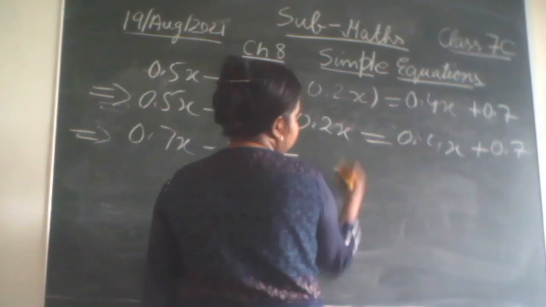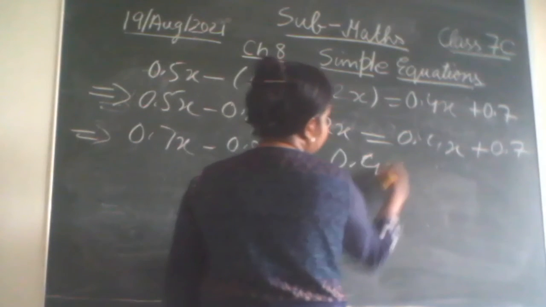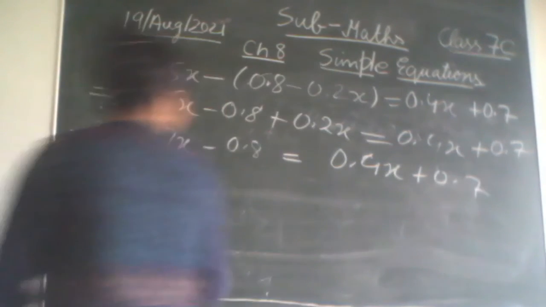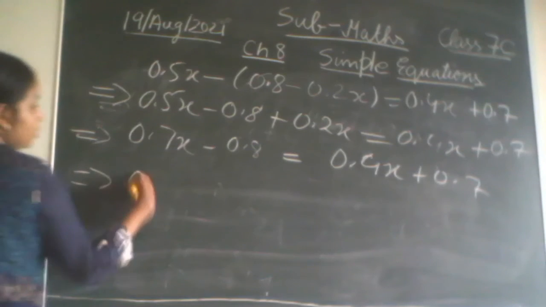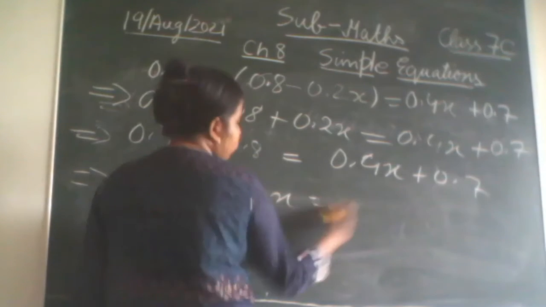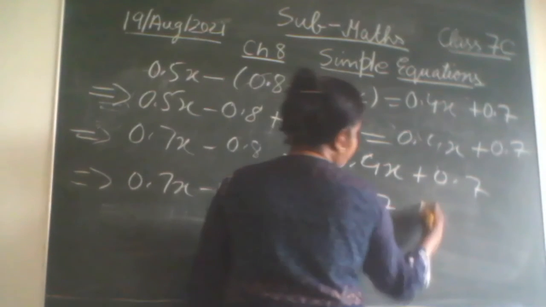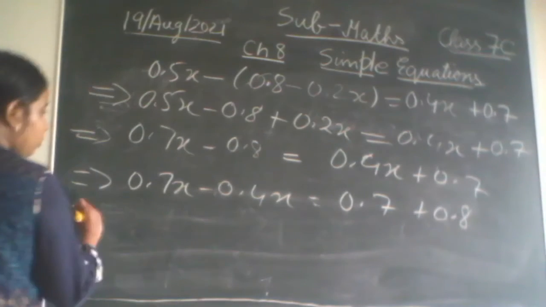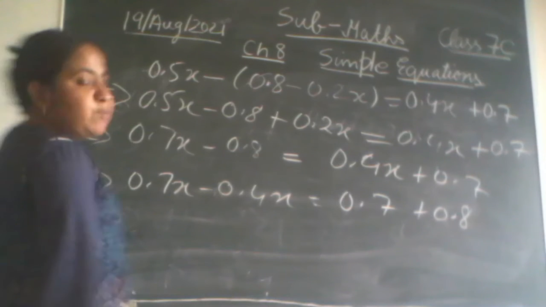Right? Now 0.7x minus 0.4x is equal to 0.7 plus 0.8. Am I correct in doing transposition? Yes, ma'am. Okay. So how much is 0.7 minus 0.4?